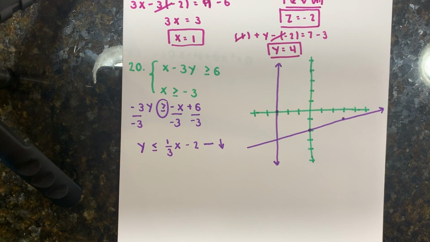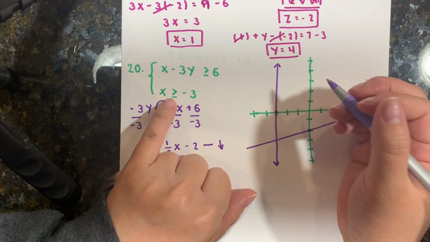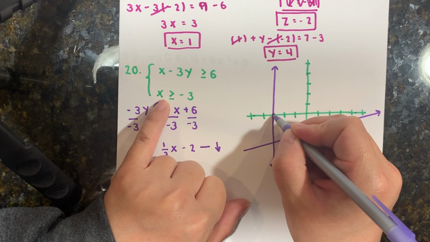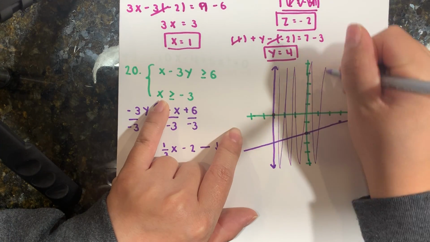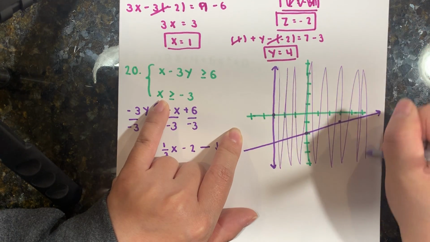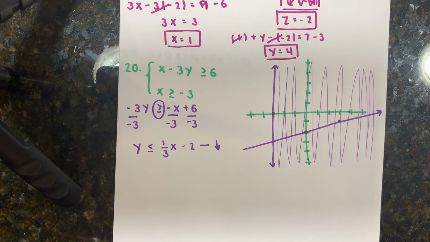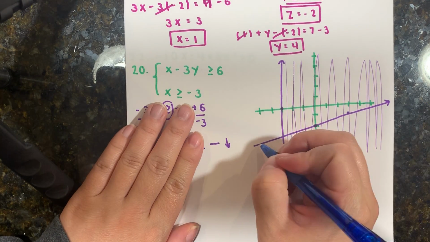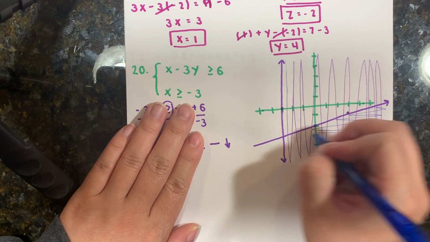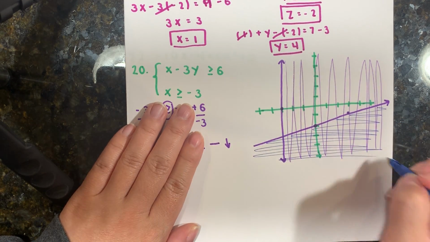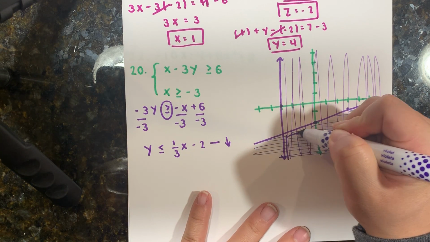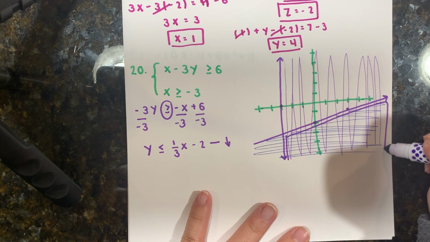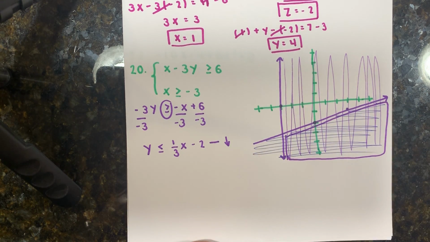Then we're going to shade. So we're going to shade everything for x is greater than. All the greater than values of x would be to the right. So that means it would be everything over here to the right. Then we're shading everything below our diagonal line, which would be everything below, meaning that your answer is going to be the section to the right of our vertical line and then underneath our diagonal line.